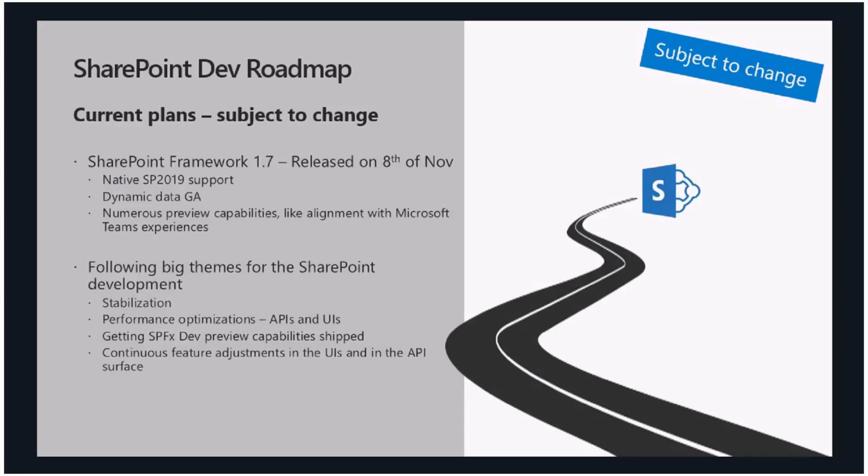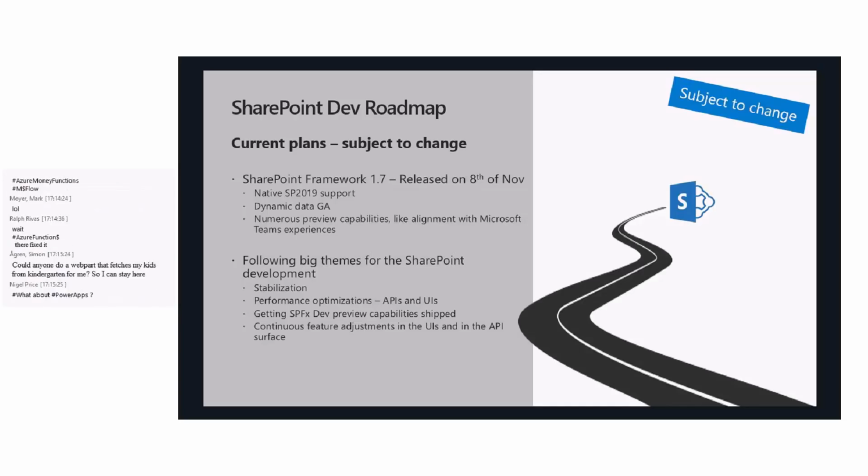So let's move on to the slides. Now, the SharePoint Dev roadmap. 1.7 came out last Thursday, which I think was the 8th of November. It had native support for SharePoint 2019, dynamic data GA, and numerous preview capabilities like alignment with Microsoft Teams experiences.